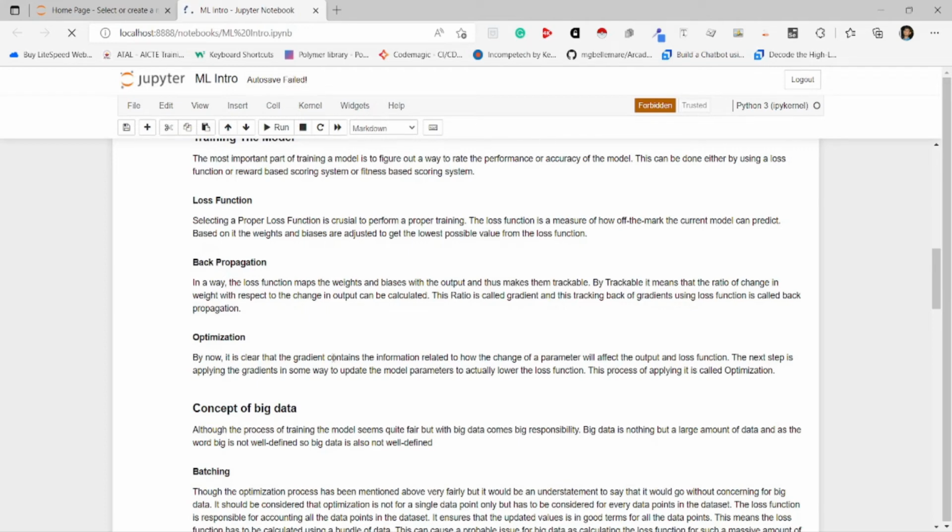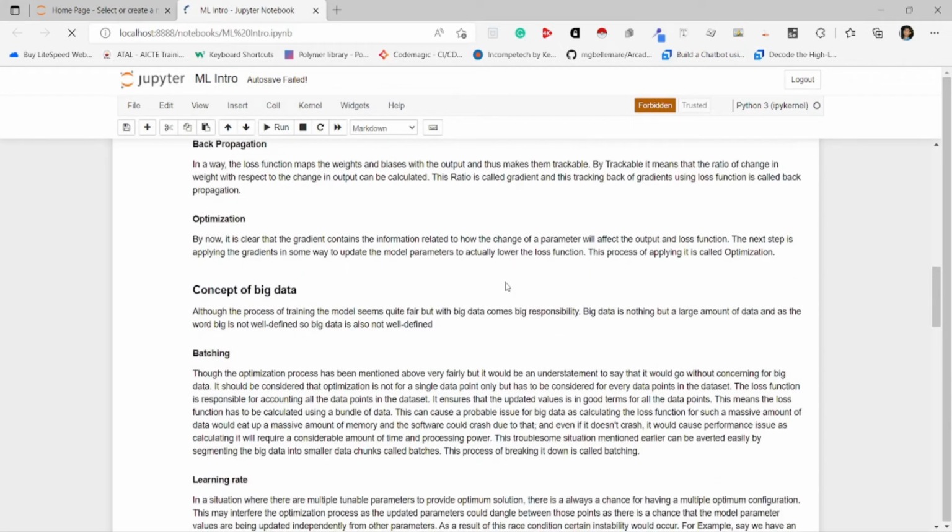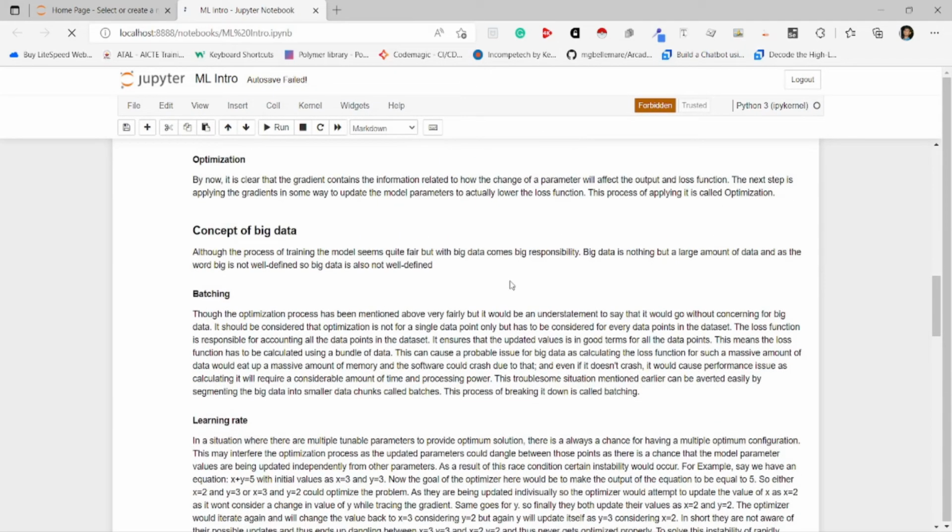Big data is nothing but a large amount of data, and as the word big is not well defined, so the big data is also not well defined. Though the optimization process has been mentioned above fairly, it would be an understatement to say that it would go without concerning big data.